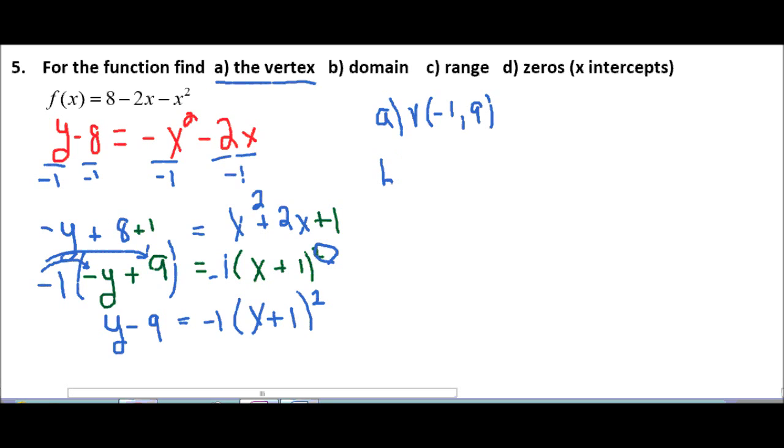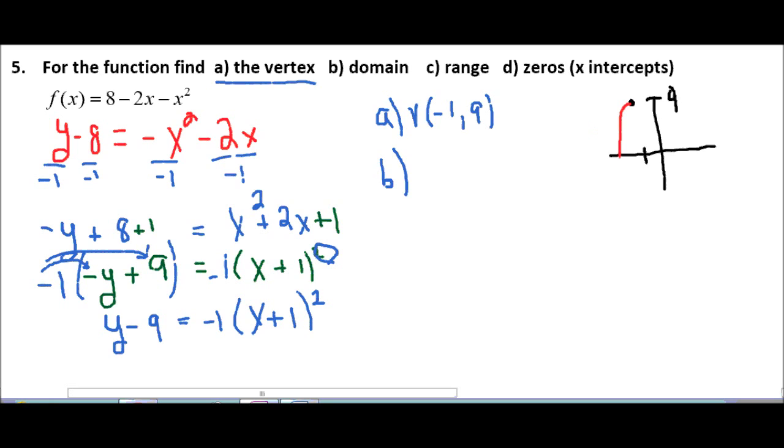Now we need to talk about the domain. Here's where I'm going to give you just a really rough sketch of this parabola. It has a vertex of negative 1, 9. So negative 1, and let's just call this 9 up here. Which way does this parabola open? Yeah, it opens down because of that negative 1 there.